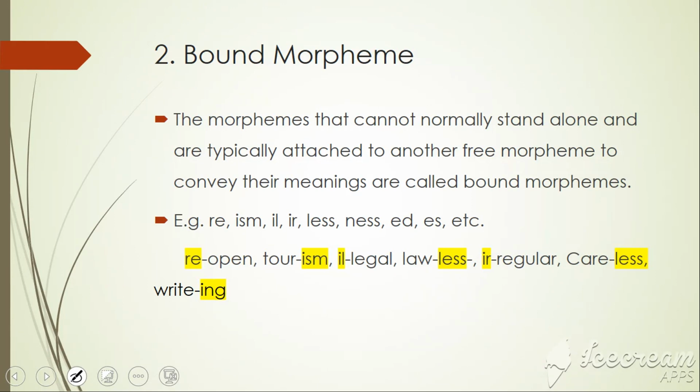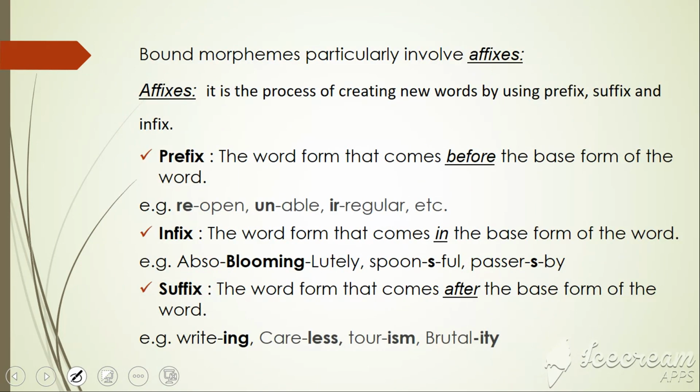Like we have some examples here. Here is the example reopen. Open is the base form, so we can say open is the free morpheme and re is a bound morpheme. Same like that, in tourism, ism is a bound morpheme and tour is a free morpheme. And the parts of the words that I have highlighted, these all are examples of bound morphemes. So bound morphemes particularly involve affixes.